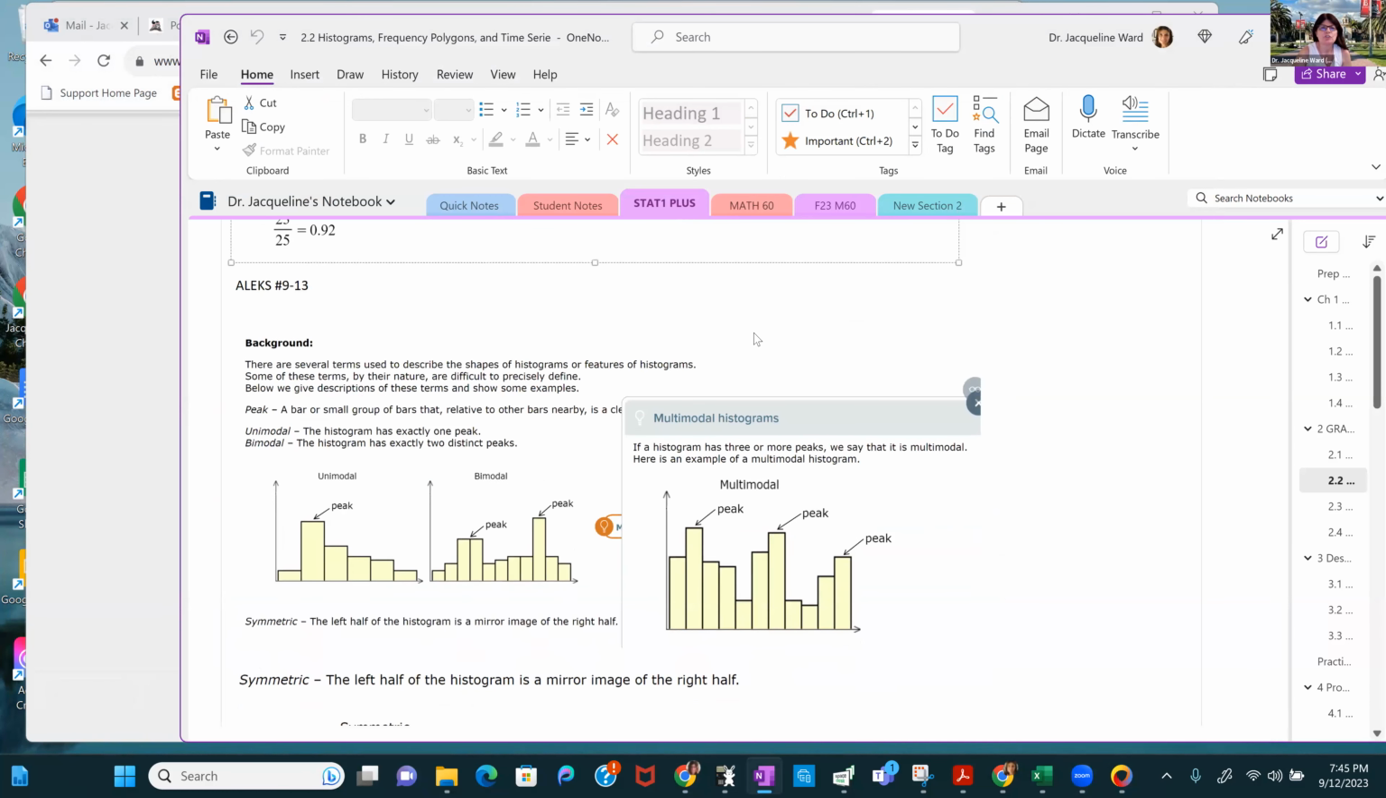All right, next up, we're going to talk about shapes of histograms. And there are some words we use here, like peaks, a bar, or small group of bars that relative to other bars is or are higher. Like right here, we have a peak. Here we have two peaks. If you have one peak, it's called unimodal. Just like a unicycle has one wheel, a bicycle has two wheels, bimodal, two modes, or two peaks. Multimodal, three or more peaks.